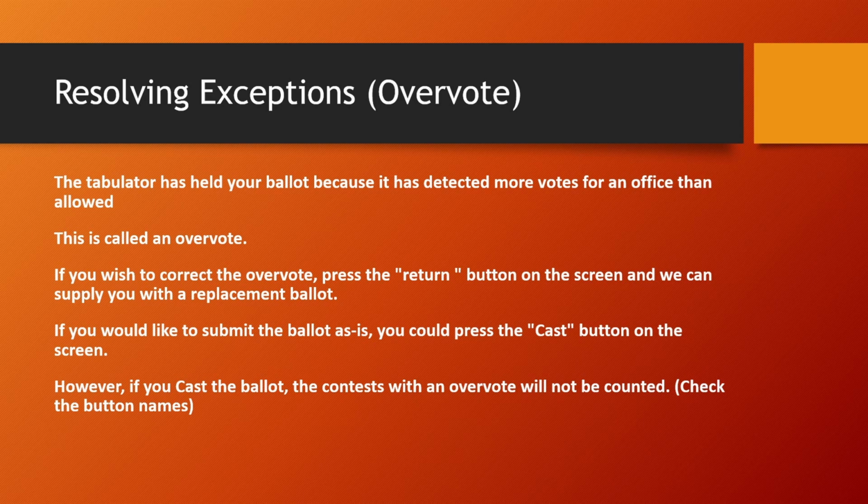This is called an overvote. If you wish to correct the overvote, press the return button on the screen and we can supply you with a replacement ballot. If you would like to submit the ballot as is, you could press the cast button on the screen. However, if you cast the ballot, the contests with overvotes will not be counted.